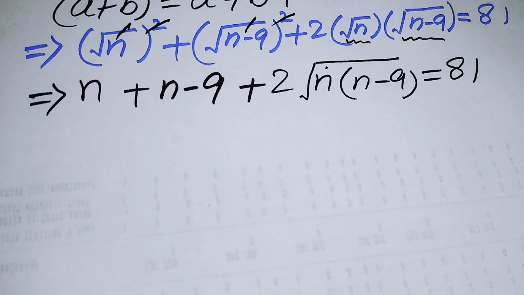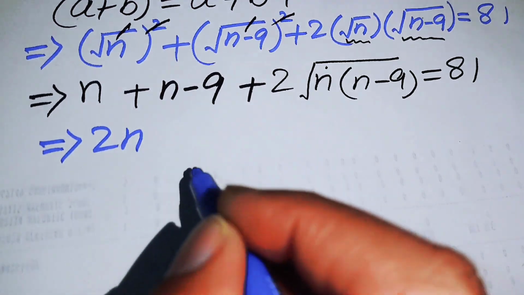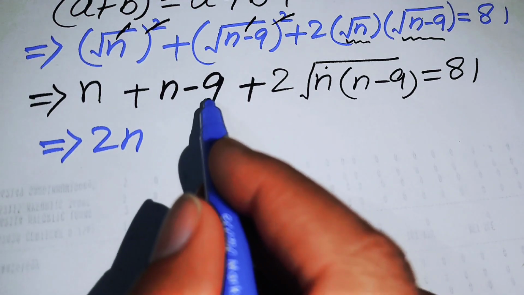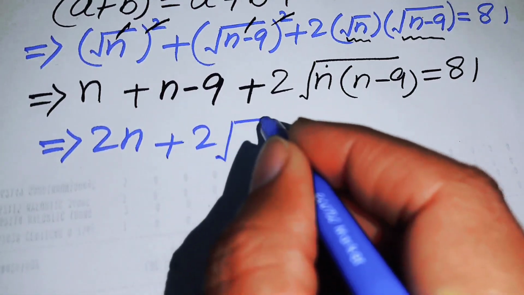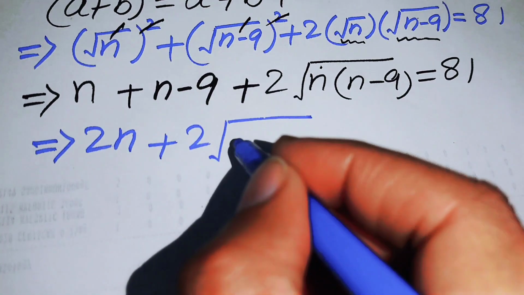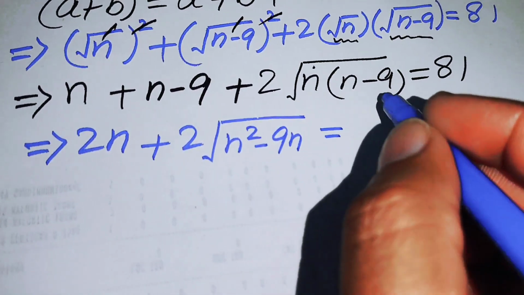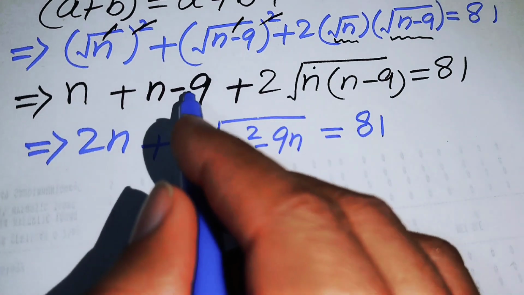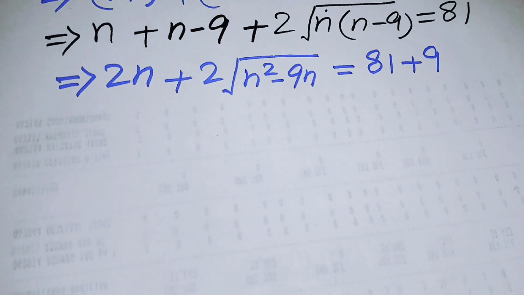In the next step we add or subtract the like terms, and you see that n plus n equals 2 times n. Now we move this minus 9 to the right hand side and you obtain 2 times square root of, here we multiply this n on both of the terms and you obtain n square minus 9n, equals 81. When we move this minus n to the right hand side, it becomes plus 9.